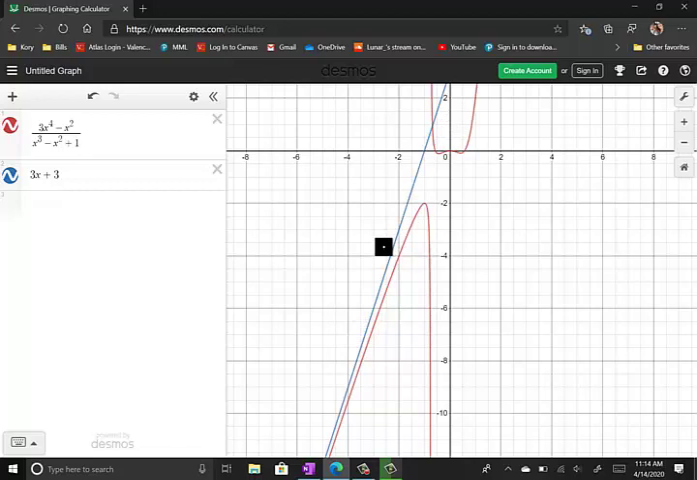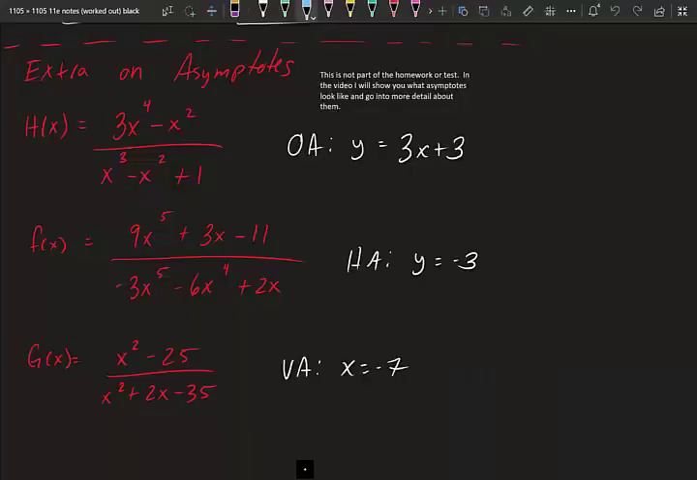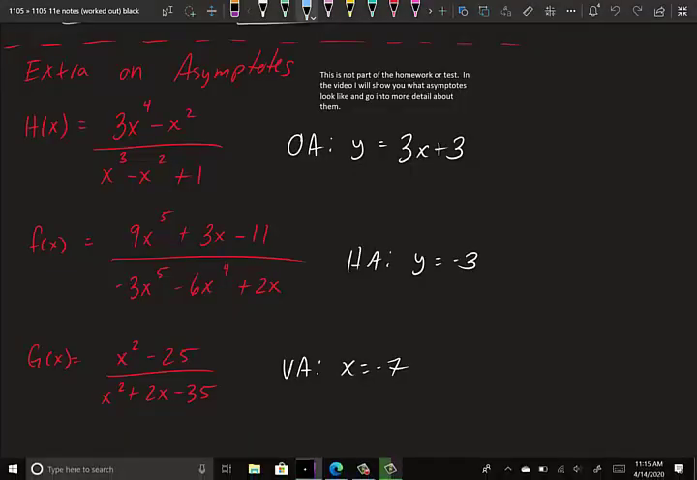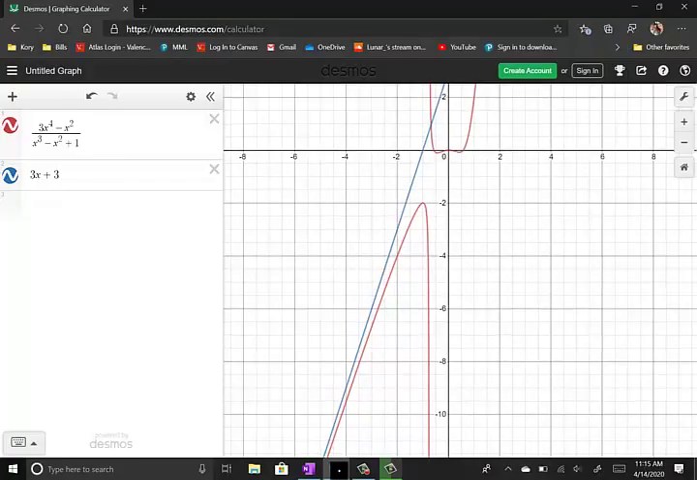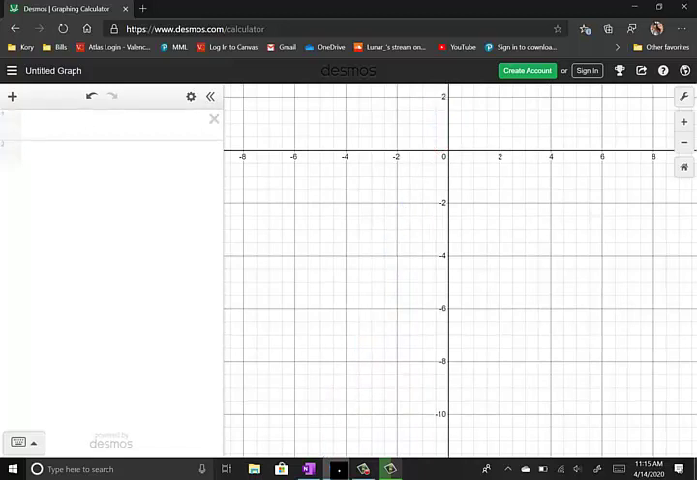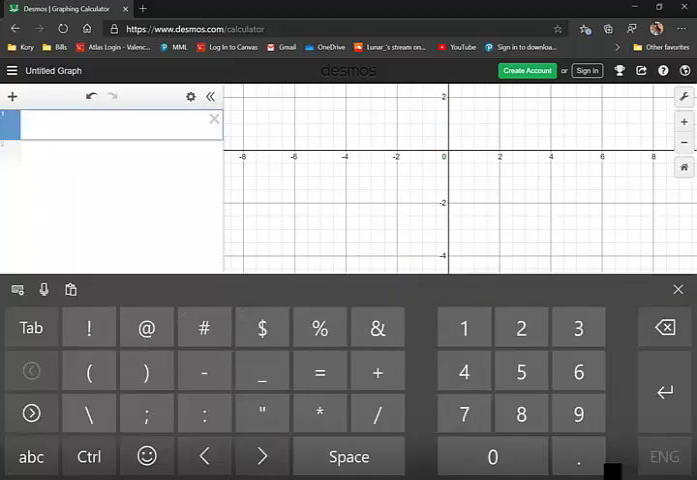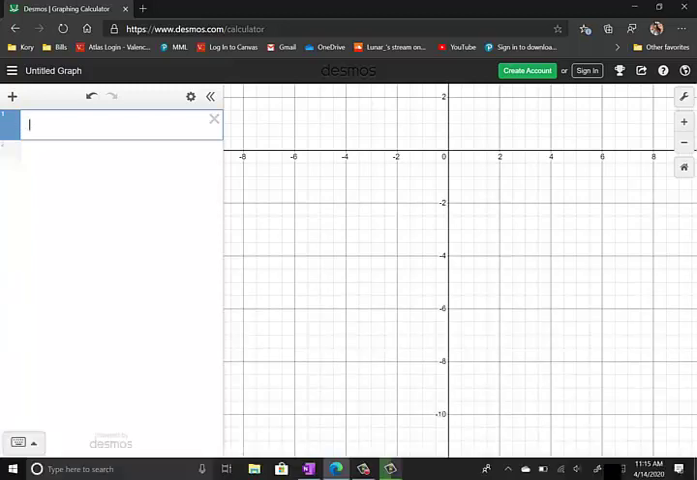Let me give you a better example. Let's use one with a horizontal asymptote. So I'm going to show you this one right here, the middle one, 9x to the fifth plus 3x minus 11. So I'm going to type that in. Bear with me, it's kind of a pain to type in without an actual functioning keyboard. And I'm just going to pause so you don't have to wait for me.